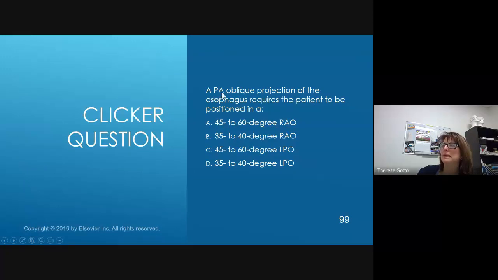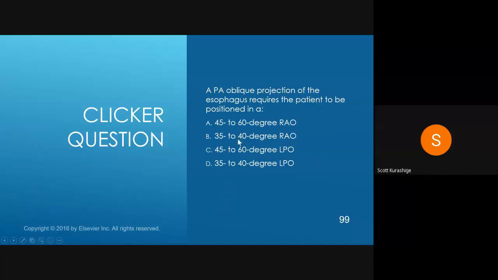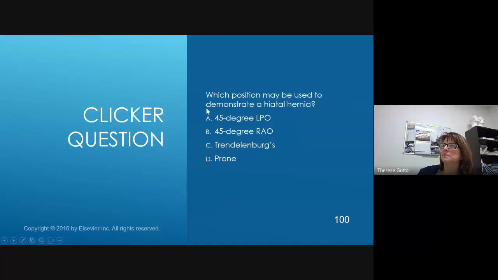Okay, PA oblique projection. So this is your RAO of your esophagus. Requires the patient to be what? B. Yes, B. Which position may be used to demonstrate a hiatal hernia? C. Trendelenburg.